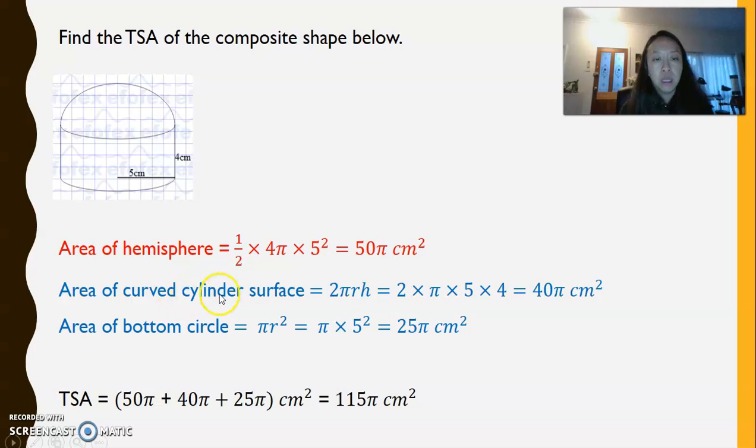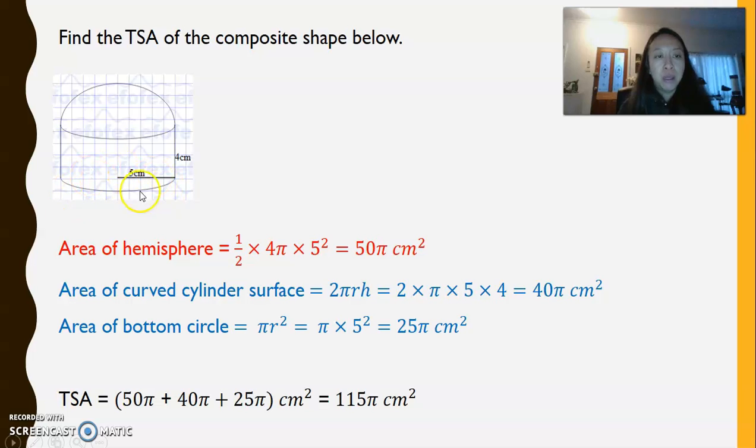The area of the curved cylinder surface, I did this in detail in my previous chapter, video 6D, if you're interested. The area of the curved surface of the cylinder is 2 pi r h, where h is my height. So 2 times pi times, the radius of this is actually 5 and my height is 4. So this will give me 40 pi centimeters squared.